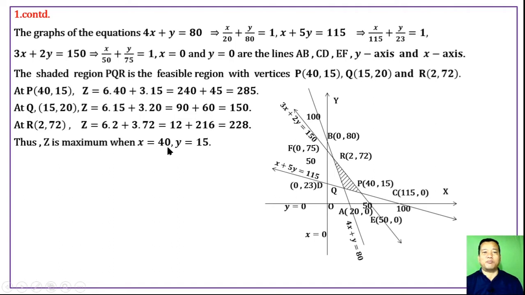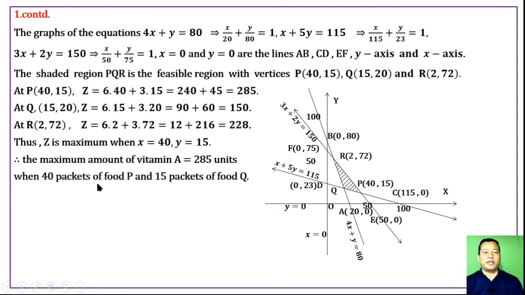when x is 40 and y is 15. Therefore the maximum amount of vitamin A is 285 units when 40 packets of food P and 15 packets of food Q. Hariba packets sing si sarabadi vitamin A gi maximum amount is 285 phangani.